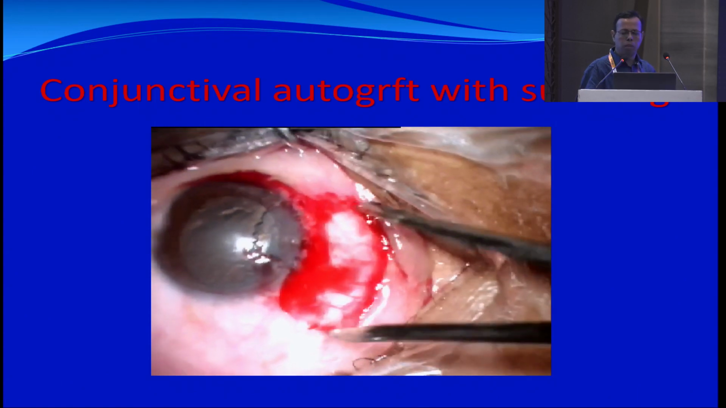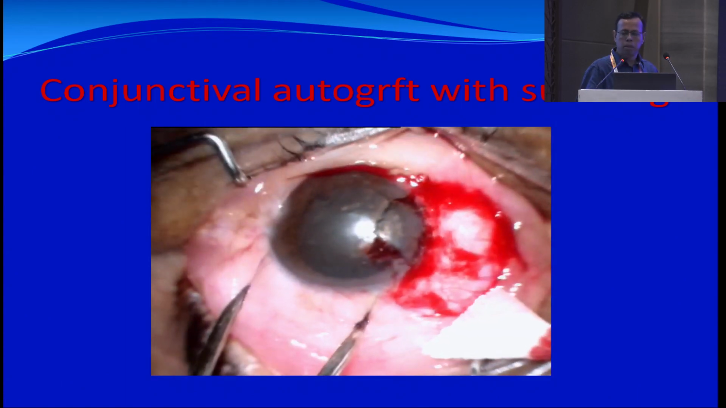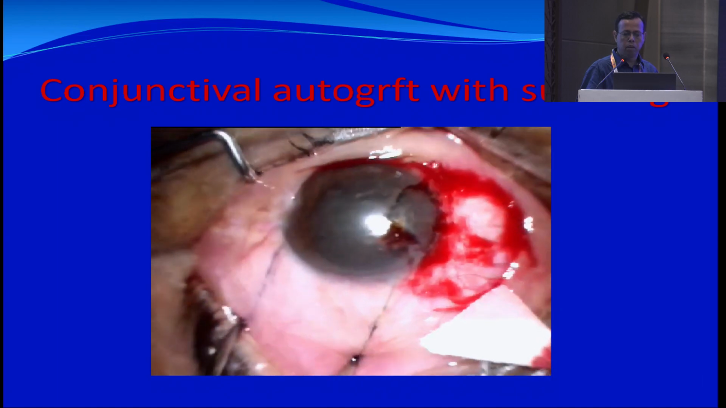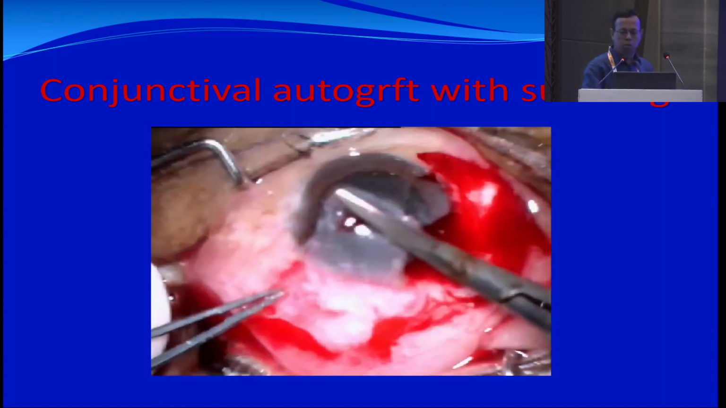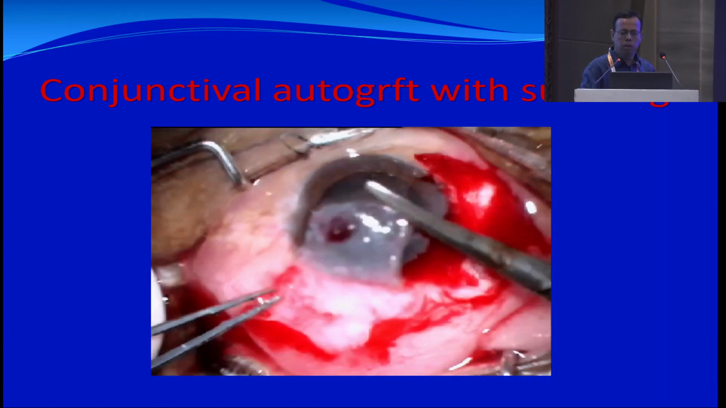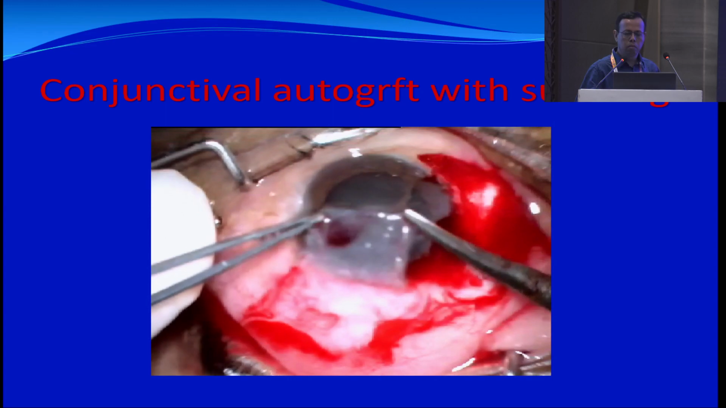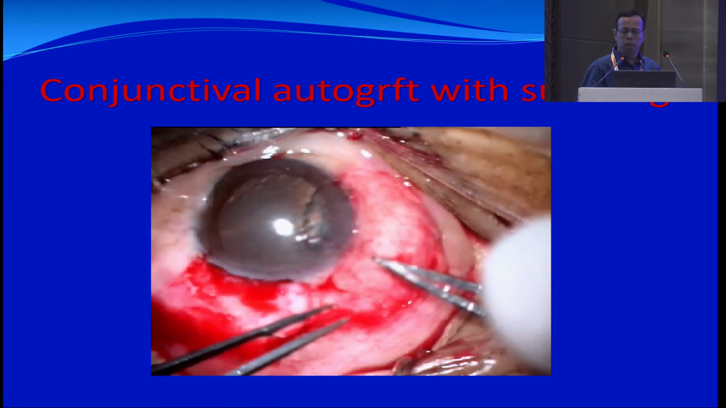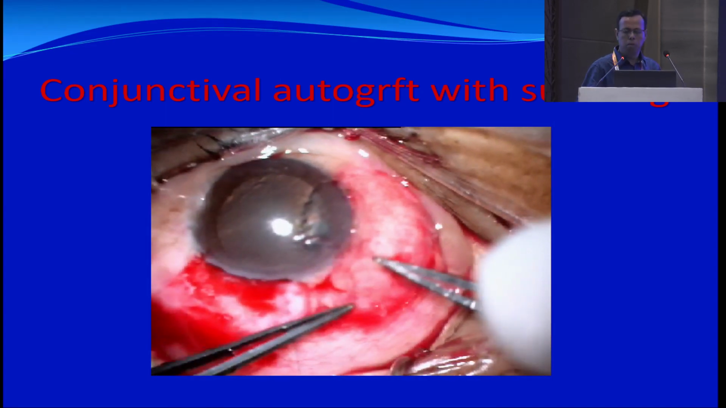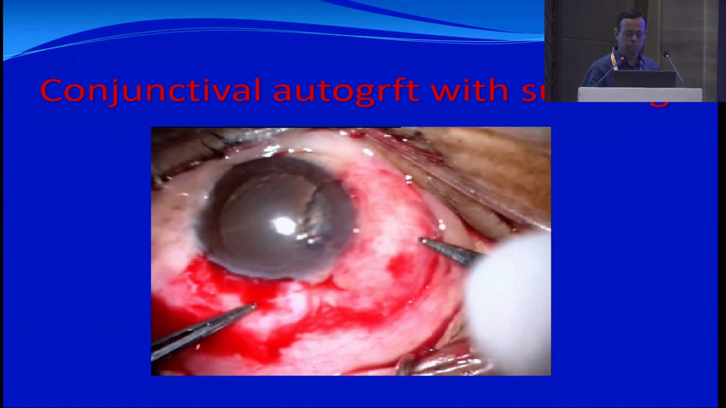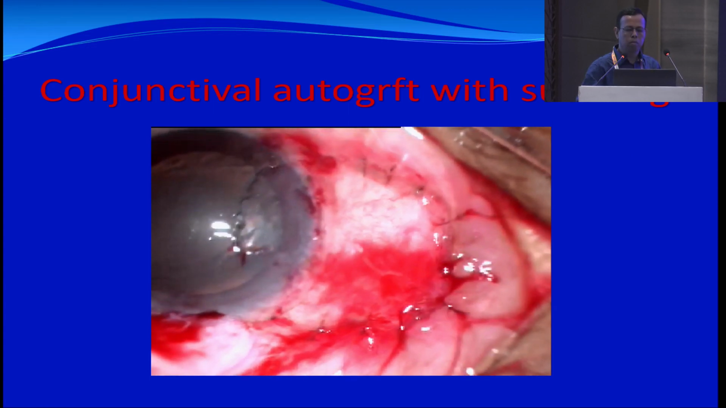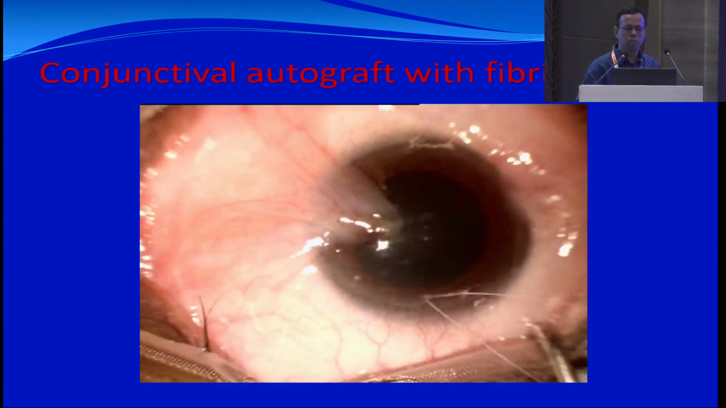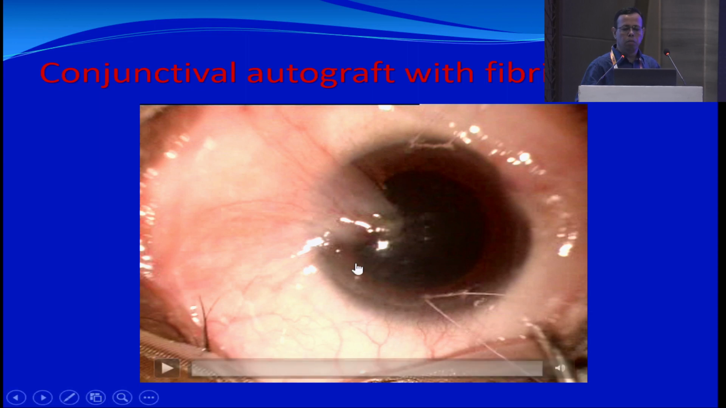So after the pterygium dissection, we have to measure the size of the bare scleral defect. And we carefully dissect this conjunctival autograft. We have to make it very thin. And this is securing the graft with the help of 10-0 nylon sutures. And this is a very small video with fixing the graft with the fibrin glue.